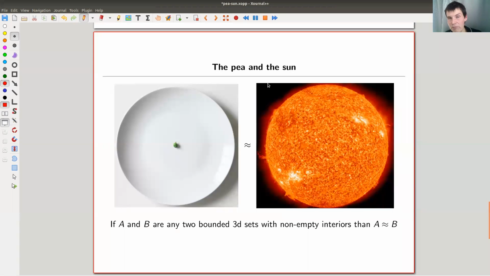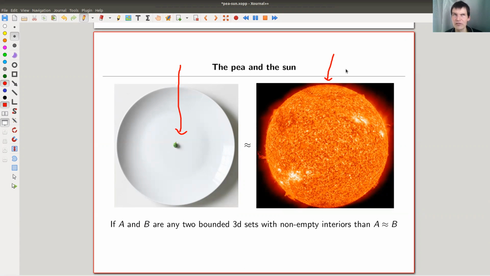Anyway, so I'm basically done, but I haven't told you anything about the pea and the sun. So where are the pea and the sun? Well, here's my pea, a pea on the table. The pea is very small. And a sun, well, a picture of the sun. Or honestly, I think this is not a real picture of the sun. This is a recolored picture of the sun.